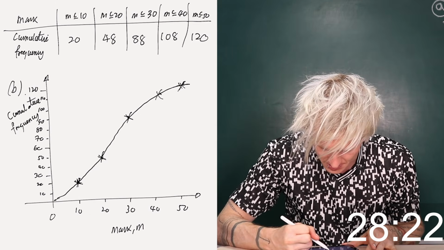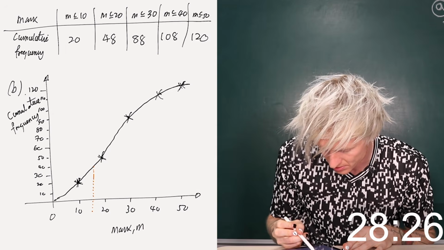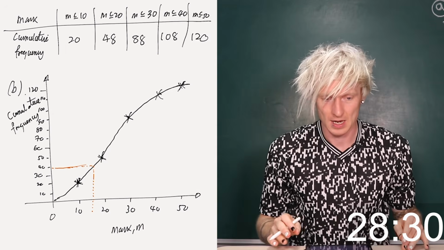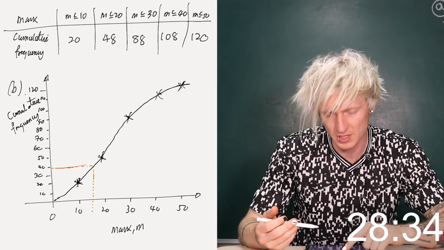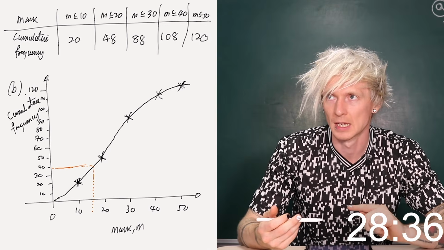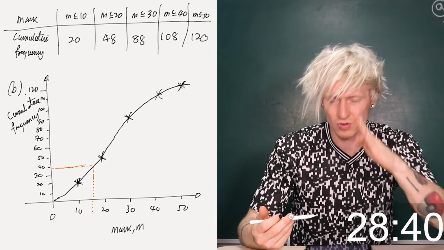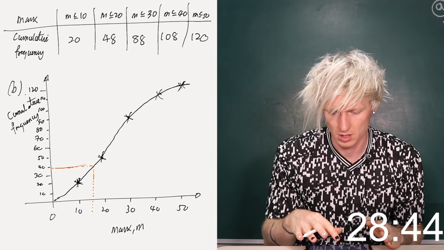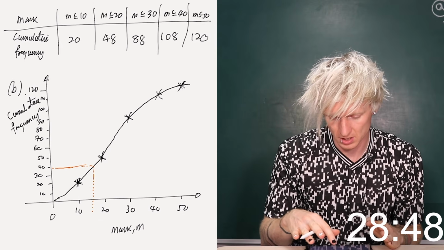So let's find the midpoint of this. We're going to go up, and then we're going to go across. And this is going to be terribly, terribly inaccurate. Now let's just look at those numbers. So we're going from 20 to 48. So it's going to be somewhere between the two. It's kind of increasing steepest at this section. Not quite yet steepest. It's steeper on the next section.